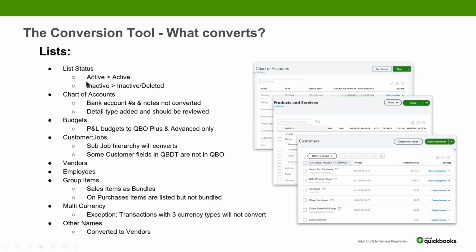What I've done is, on the left here, under list status, it says active in desktop. That represents desktop, and it would come over as active in online. So an active product, an active line item on the chart of accounts, comes right over, not a problem. Inactive in desktop will come over as inactive in online. Now, online edition has something called deleted as well on the chart of accounts. There is no true delete on a list item in QuickBooks Online. It's just inactive. Even though it says deleted in QuickBooks Online, it's just hiding. You could activate it again. So basically, inactive becomes inactive.